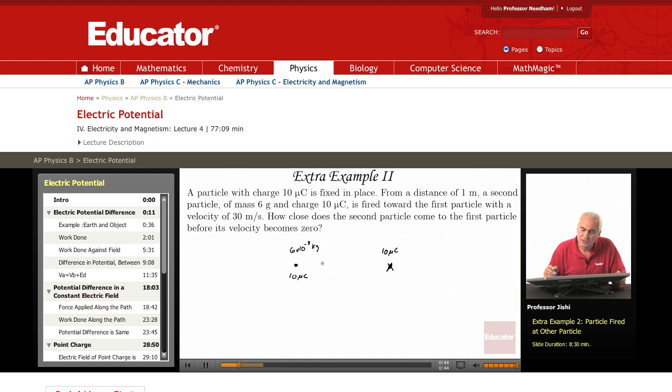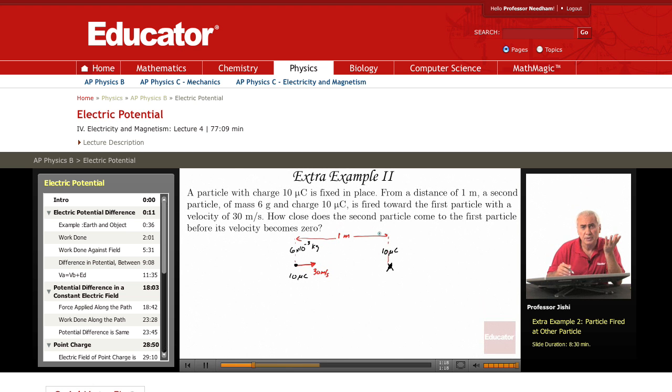fired towards the first particle with a velocity of 30 meters per second. The separation between them is 1 meter. How close does the second particle come to the first particle before its velocity becomes zero?